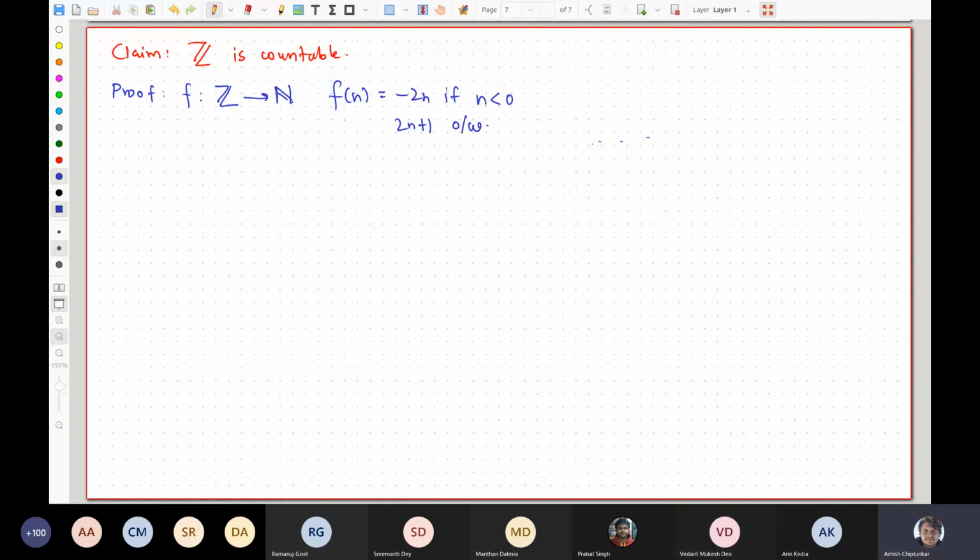Okay, so now raise your hand if you are not able to prove that this f is actually a bijection. We claim that f is a bijection between Z and N. Good. Raise your hand if you think you are not able to verify that f is a bijection.